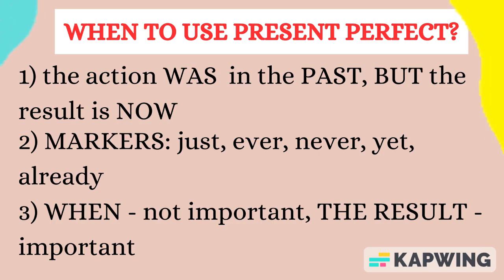So one, there is an action that was in the past, but the result is now. Two, there are some markers such as just, ever, never, yet, and already. If you see these words, it means that you should use the present perfect tense. And number three, the time is not important. The most important is the result. So what we have now, the result, is extremely important in the present perfect.